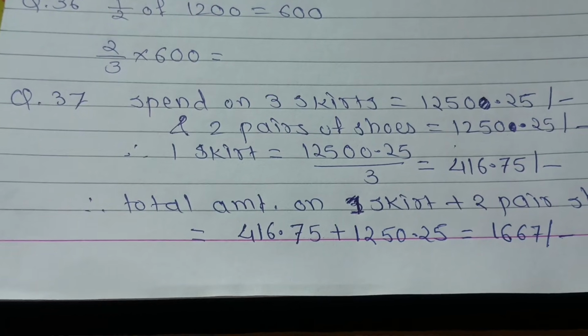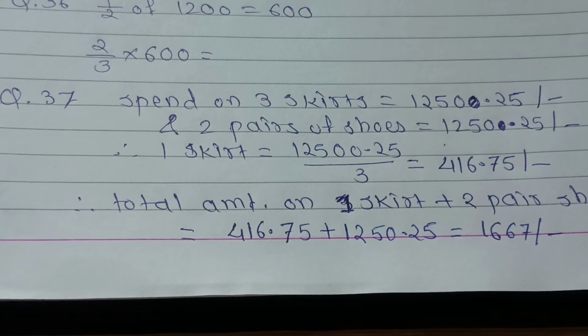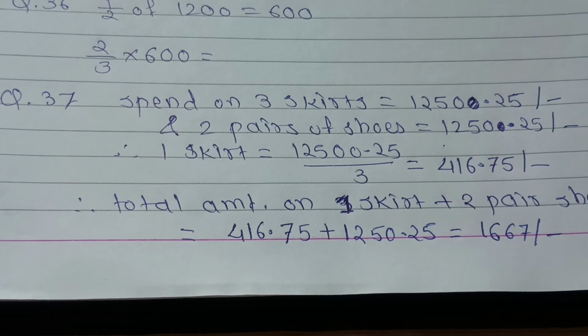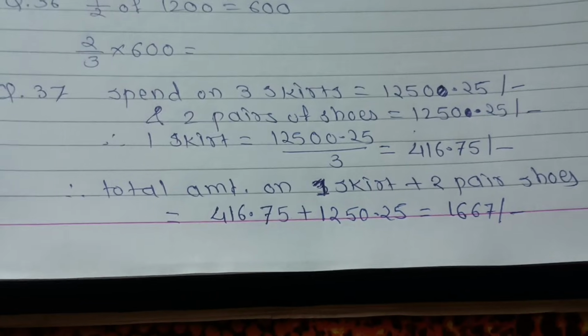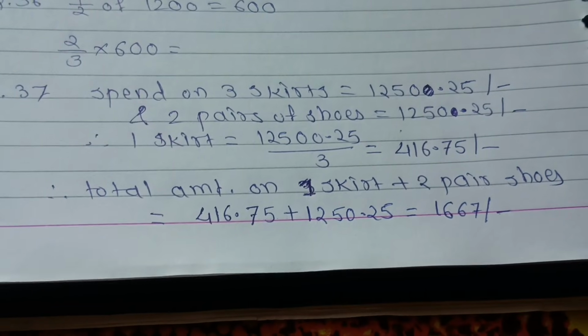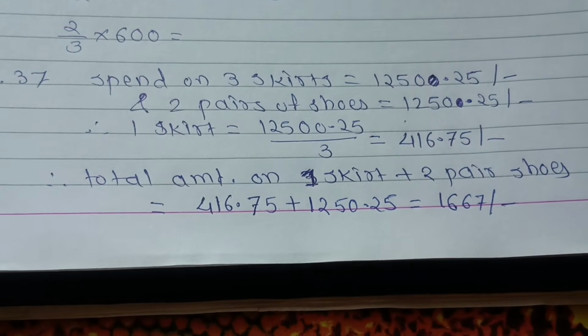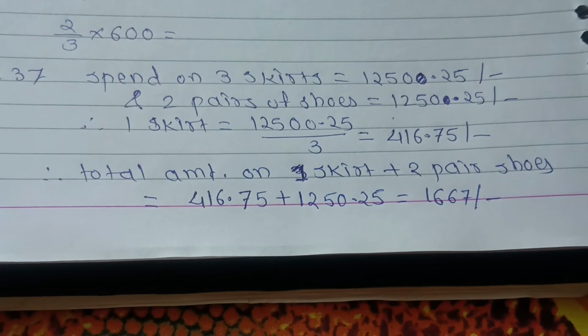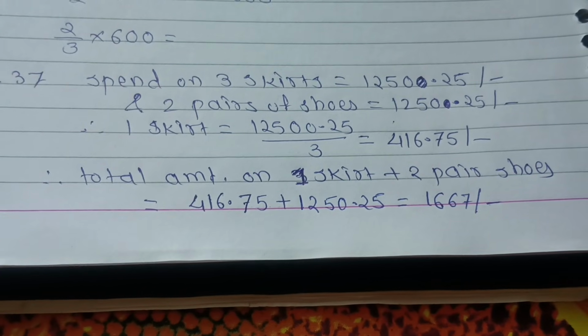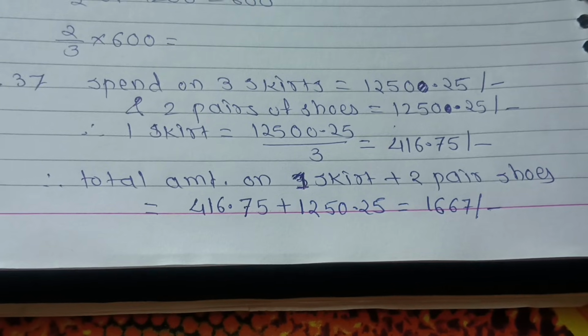Cost of 3 skirts is half of the total cost, that is 1250.25. Now for one skirt we have to divide this by 3. So the cost of one skirt will be 416.75. Now the total amount spent on one skirt and 2 pairs of shoes, by adding these two numbers, we get the answer 1667. Option A.